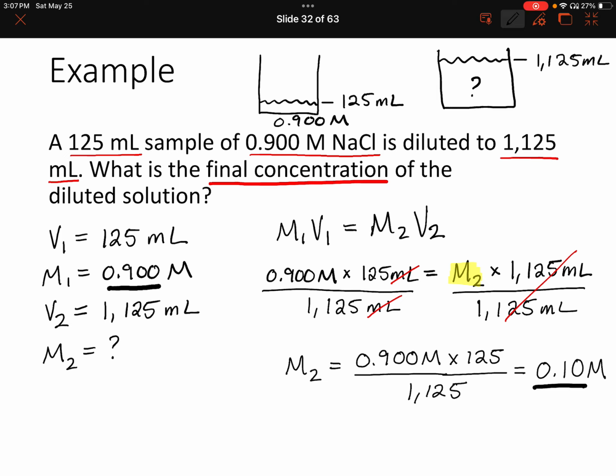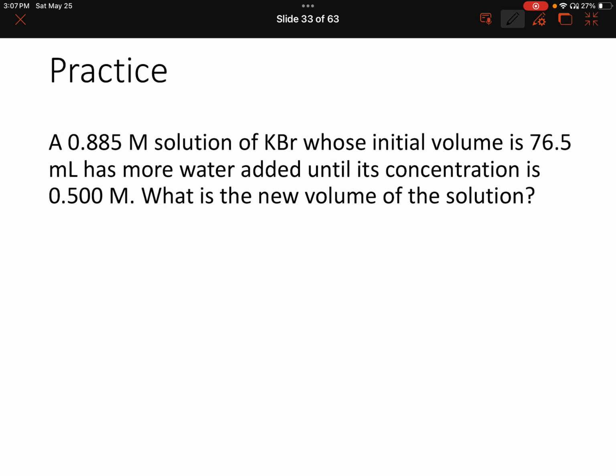It's always good just to double check that we did the calculation correctly. So let's do another practice problem, and this time I'll let you solve it on your own first. A 0.885 molar solution of potassium bromide, whose initial volume is 76.5 milliliters, has more water added until its concentration is 0.5 moles per liter. What is the new volume of the solution? Again, see if you can solve this on your own first, and when you're done, we'll go over it together.